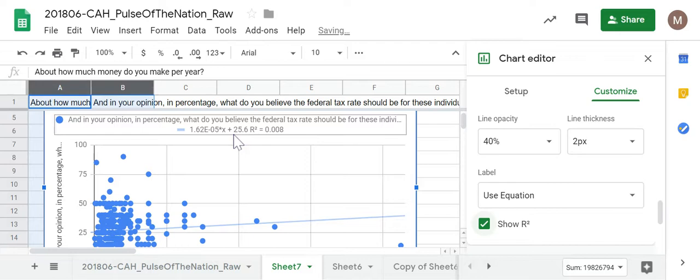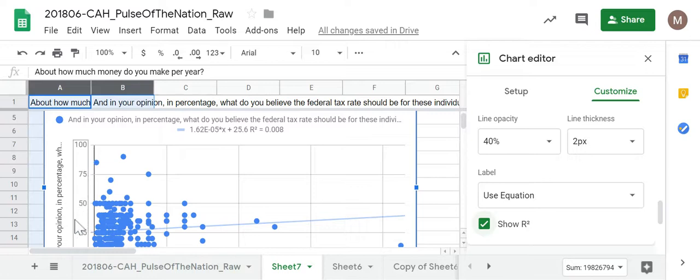So this is telling me that this 25.6 is somebody with no income thinks the top tax rate should be 25.6. This slope tells me each dollar more you make, you want the tax rate to rise by 0.0000162%. And this R squared tells me that 0.008, less than 1% of the variation in people's answer for the tax rate can be explained by their income, which is not very much. Income does not do a very good job of explaining the tax rate.